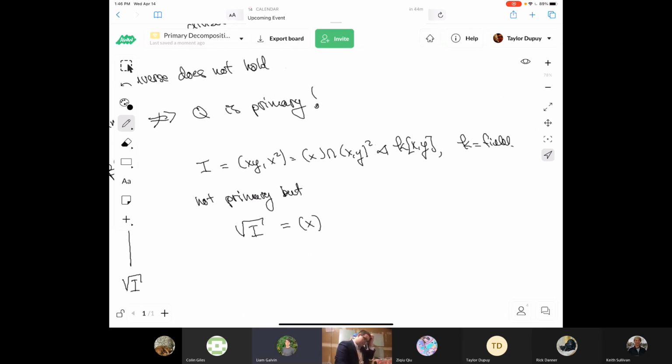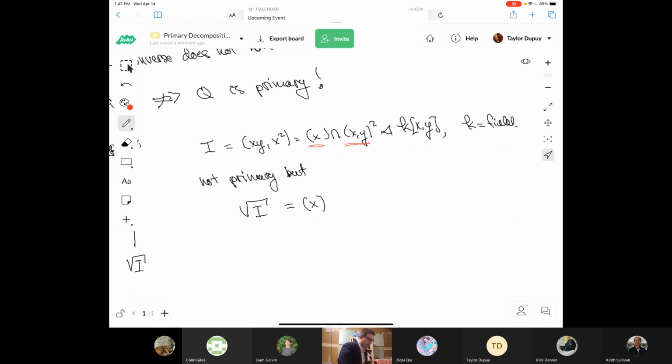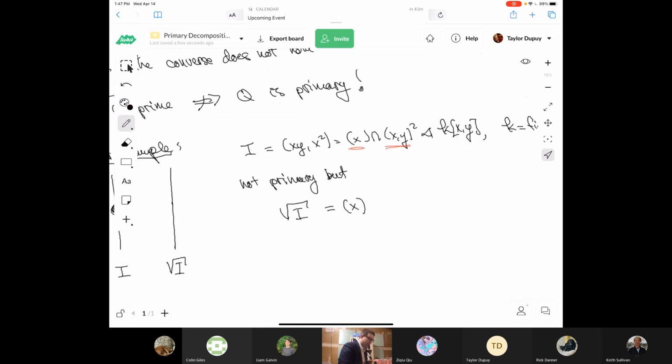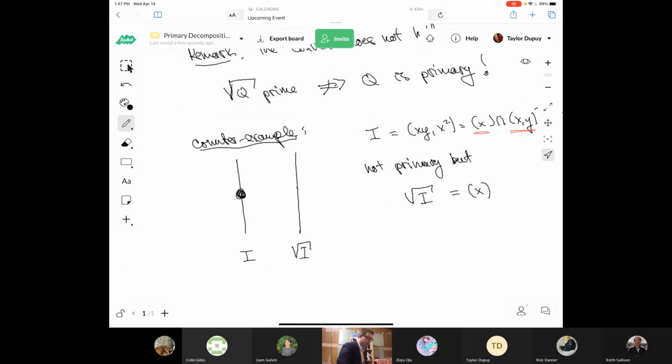So when you write (xy, x squared) equals (x) intersect (x, y) squared, that's the primary decomposition. So this is the ideal, and this is its primary decomposition. Can you repeat your question? No, I'm just making sure. Yeah. These are the two primary components of the ideal here, right? The two associated primary ideals. And the radical of this smooths out this embedded thing and just becomes that axis there, the y-axis. Okay, so this is inside A2.